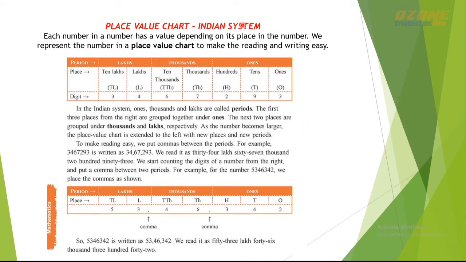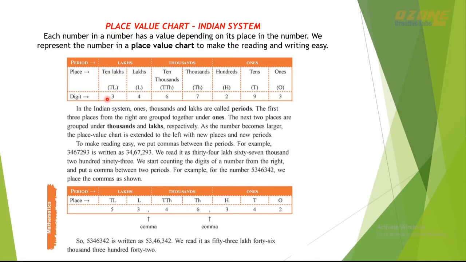Next, place value chart in the Indian system. We have already revised this portion. In the Indian system, while putting commas for numbers, we put the last 3 digits, and before that 1 comma, then 2 digits, before that 1 comma, then 2 digits, and so on. So the place value chart is like this. Ones, tens and hundreds together form ones. Thousands and ten thousands together form thousands. Lakhs and ten lakhs together form lakhs. Then if 2 more digits come after that, it will be crore and ten crore. So while writing numbers also, it's easy by seeing the place value chart.